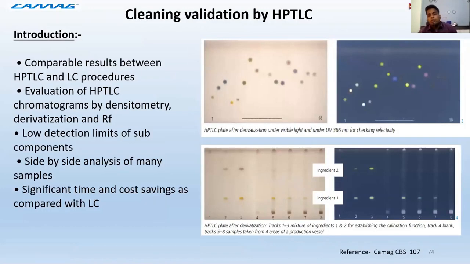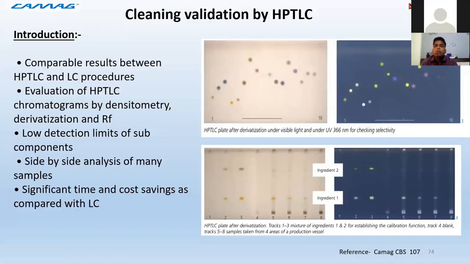Cleaning validation of HPTLC. By using this HPTLC, you can do the cleaning validation also, because suppose in the pharma sectors, they completed one batch. After that completion, they clean their chamber and vessels, and they will go for the next batch. But before going to that next batch, they will analyze their chambers and vessels to see whether they are clean or not. They will take a swab, and that analysis you can do by the HPTLC.